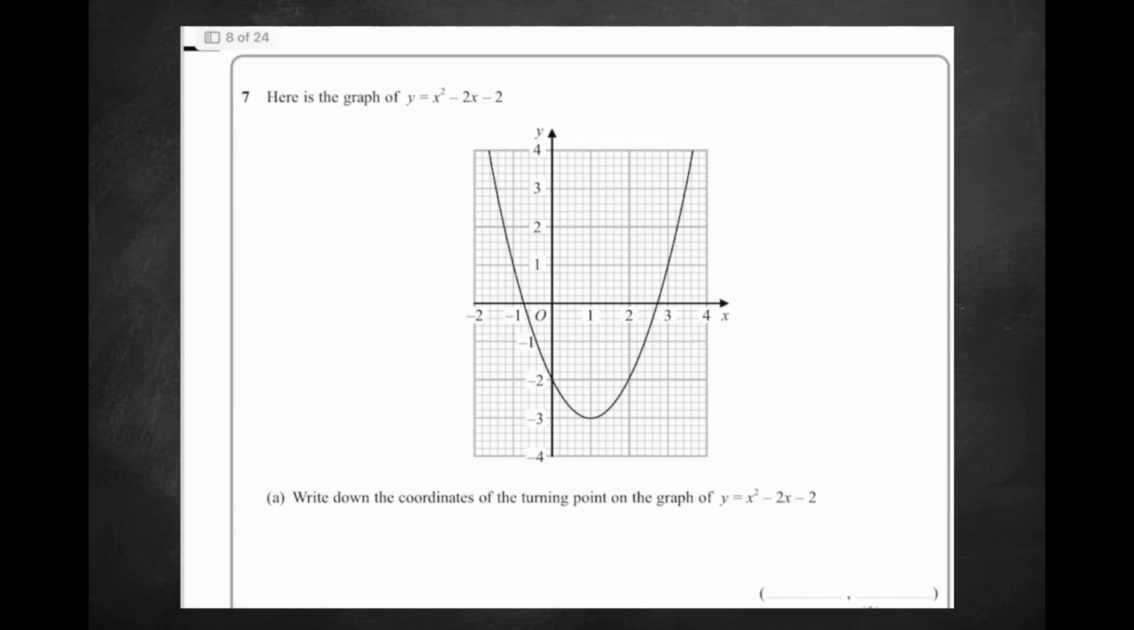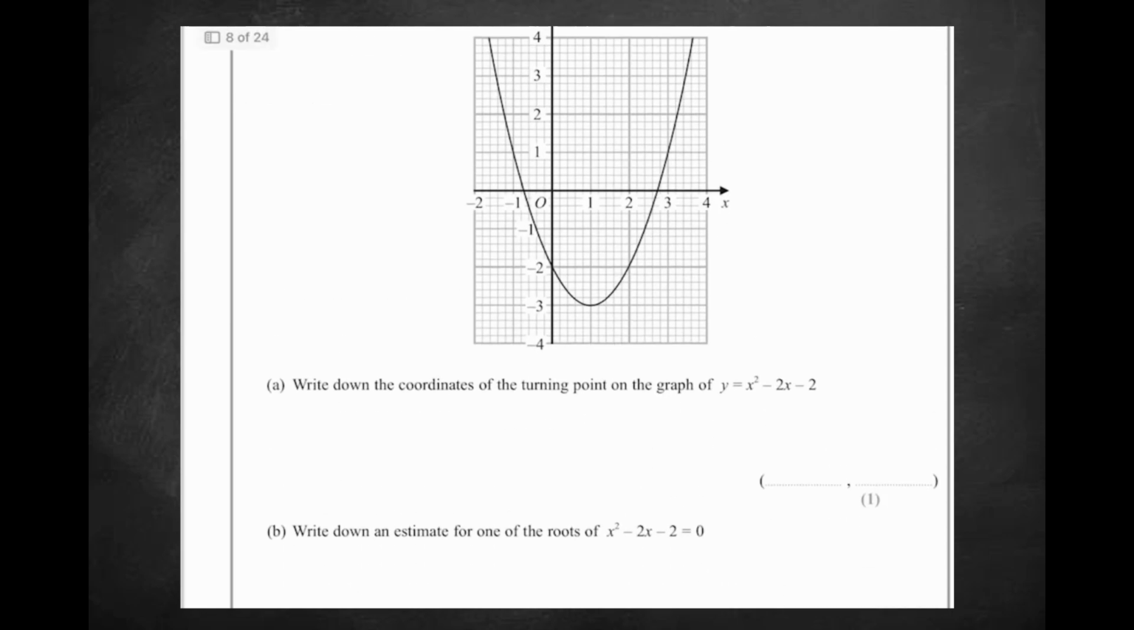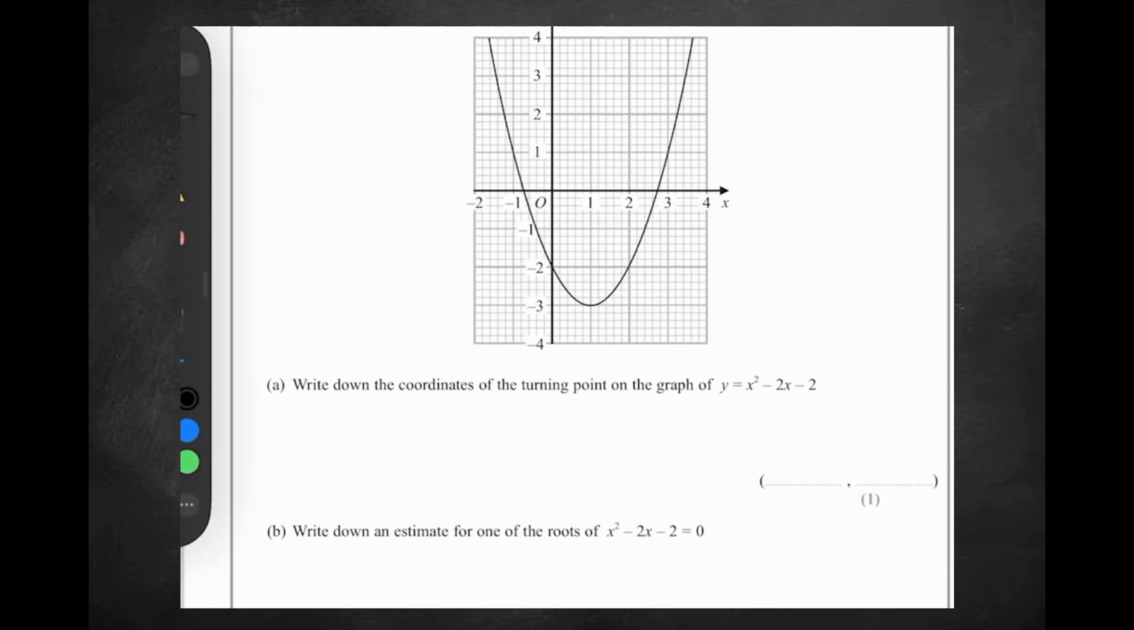Question number 7. Here is the graph of y equals x squared minus 2x minus 2. Write down the coordinates of the turning point on the graph. That's just going to be just here, which is going to be (1, minus 3). 1 on the x-axis, minus 3 on the y-axis.